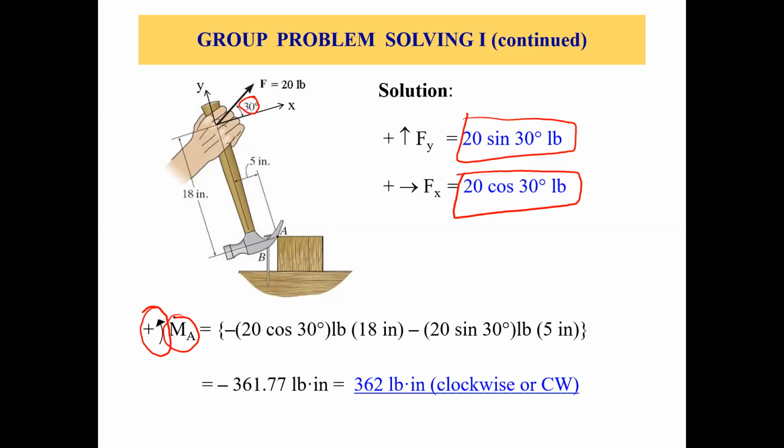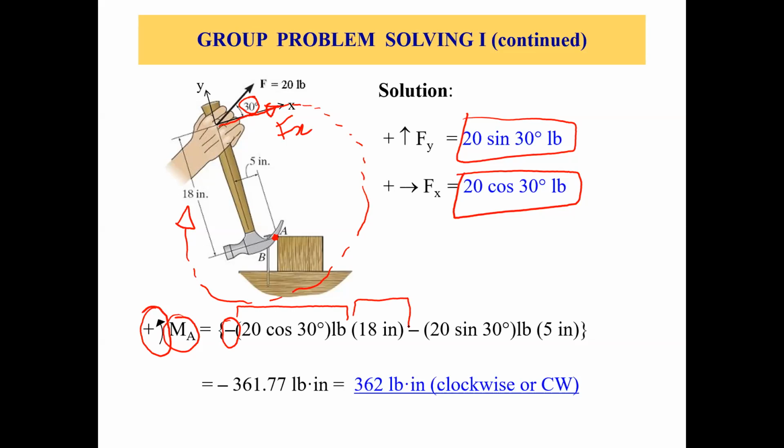So this is your Fx, and we are considering this point A. What type of rotation? Clockwise rotation, right? So Fx is creating clockwise rotation. That's why we'll put a negative sign according to our sign convention. 20 times cosine 30 pounds is the force Fx, times 18 inches, which is the moment arm.